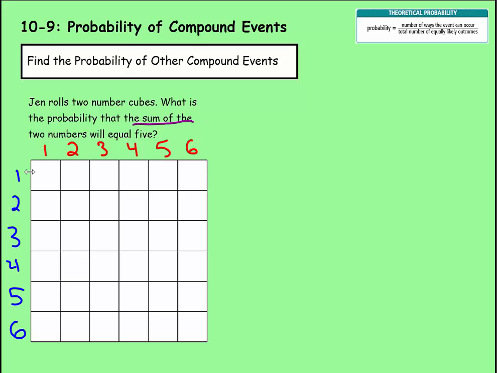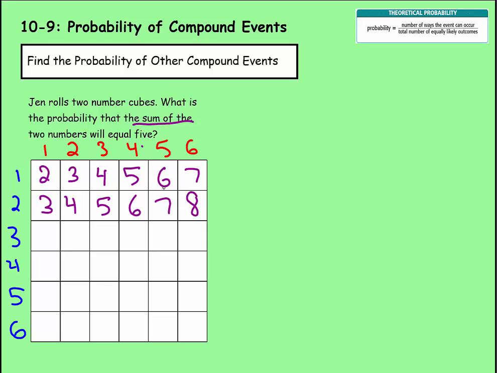So if the first one was a 1 and the second one was a 1, that would be 1 plus 1, which would be 2. 2 plus 1 would be 3. 3 plus 1 would be 4. 4 and 1 would be 5. 5 and 1 is 6. 6 plus 1 is 7. If the first roll is a 1 and the second one is a 2, this would be 3. 2 and 2 would be 4. 3 plus 2 is 5.